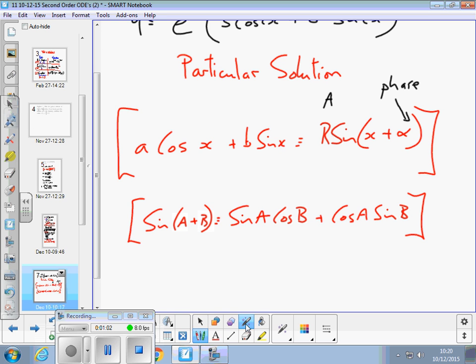This compound angle formula may be familiar to you. We've talked about it before, and it can be proved quite straightforwardly using trigonometric ideas from Pythagoras of right angled triangles. And there is a proof available if you're interested. But we end up with this. And there are others, if you remember. There's 4 of them: sine A plus B, sine A minus B, cos A plus B, and cos A minus B.